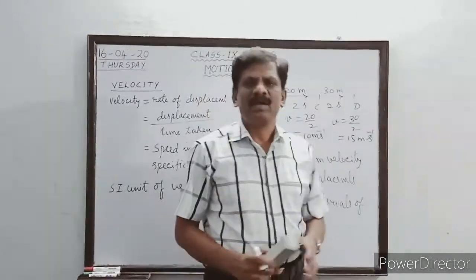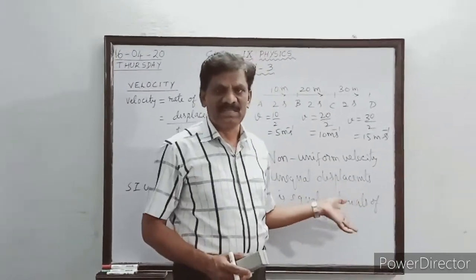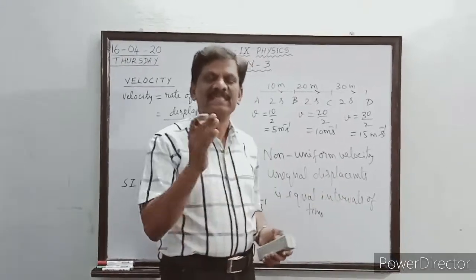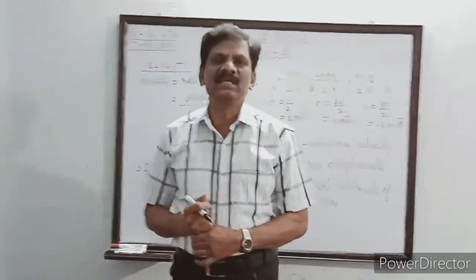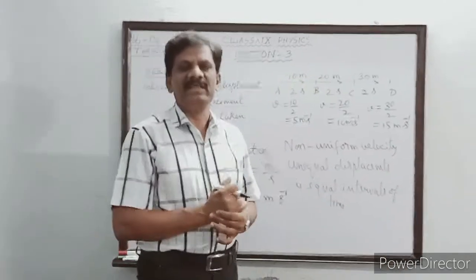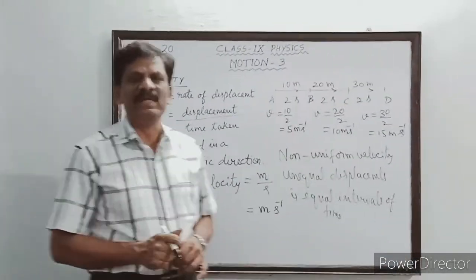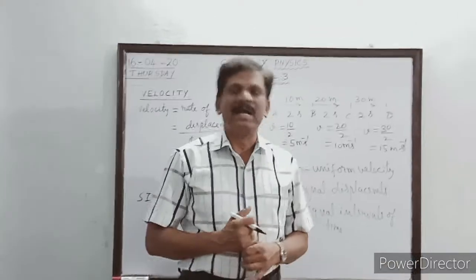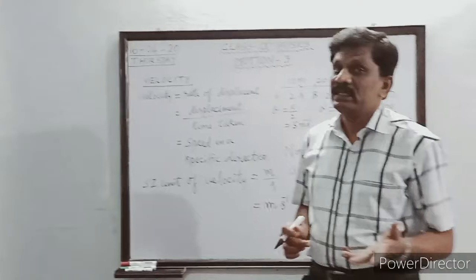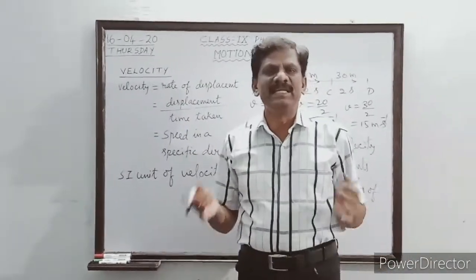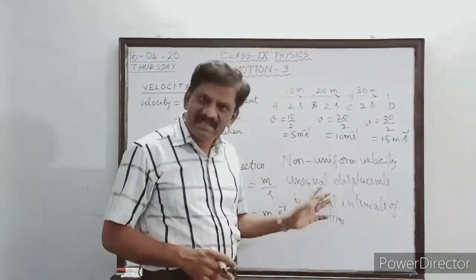This is only one example. Another example also can be given for this. Before that, you just tell me what is uniform velocity and non-uniform velocity. Yes, a body is said to have uniform velocity when the body covers equal displacements in equal intervals of time, and a body is said to possess non-uniform velocity when it covers unequal displacements in equal intervals of time. Okay, students, we are going to the next topic.